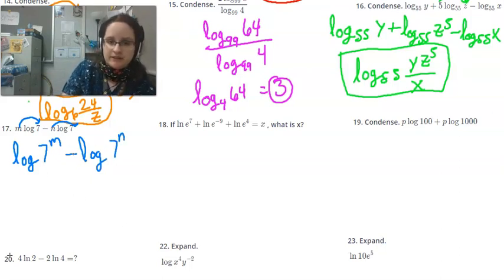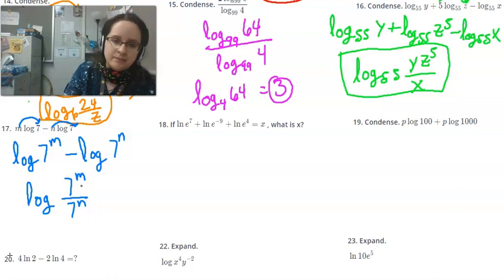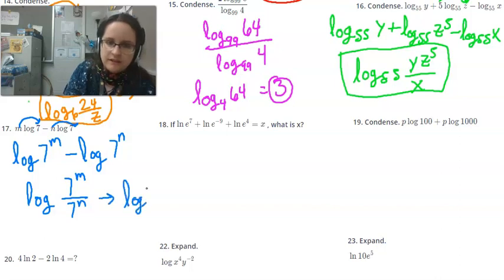So we are going to divide these two arguments since we're subtracting the logs, and they have the same base. So we have log of 7 to the m divided by 7 to the n. We can use our exponent property, the quotient rule, subtracting exponents, to further simplify this. So we have log of 7 to the m minus n power.